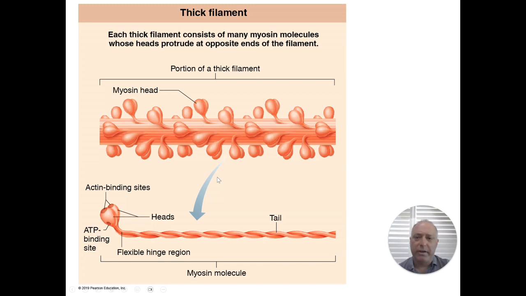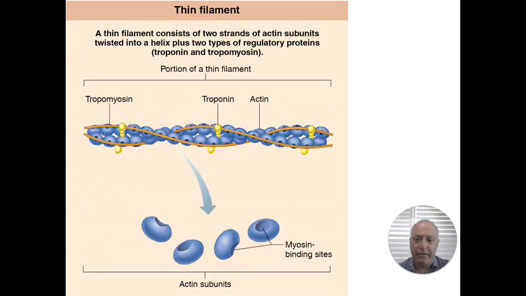Okay, a quicker look at the thick filament. The myosin heads pop out, and on the heads there are actin binding sites. So this is how they're going to interact with the thin filaments, the actin. And there's also ATP binding sites. This site is going to bind ATP and allow this head to power stroke or to contract and shorten the distance between those Z lines to shorten your sarcomere to produce contraction.